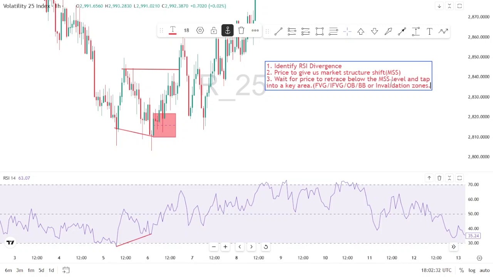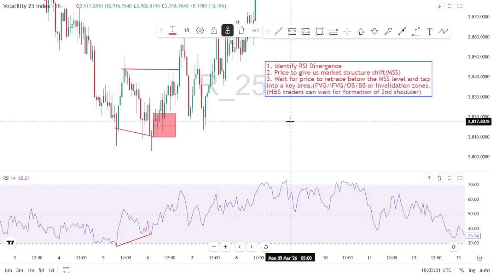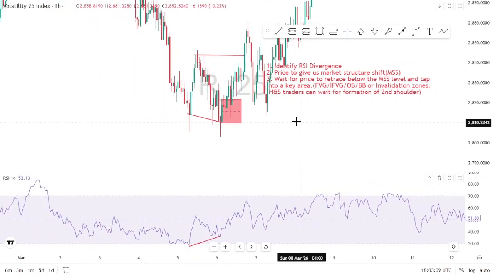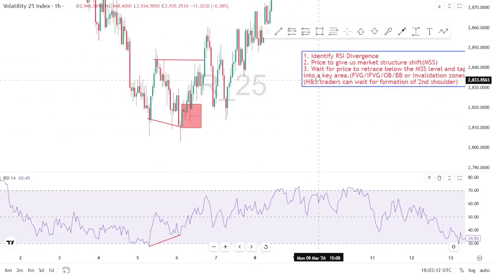For head and shoulder traders, you can call them the second, wait for price to form the second shoulder like this. So price should reverse to give us the second shoulder. So head and shoulder traders can wait for formation of second shoulder. So this is price reversing to give us a second shoulder, right? So you can see how simple it can be.